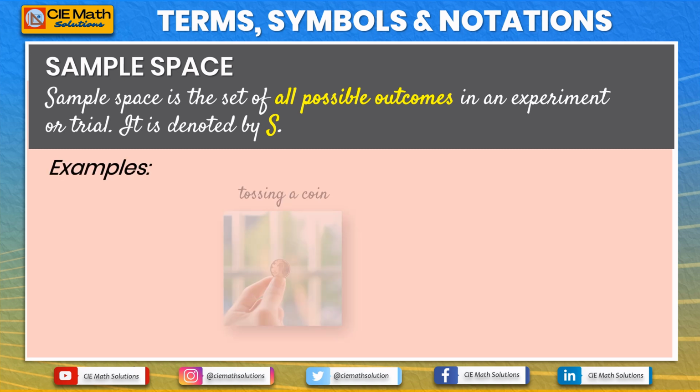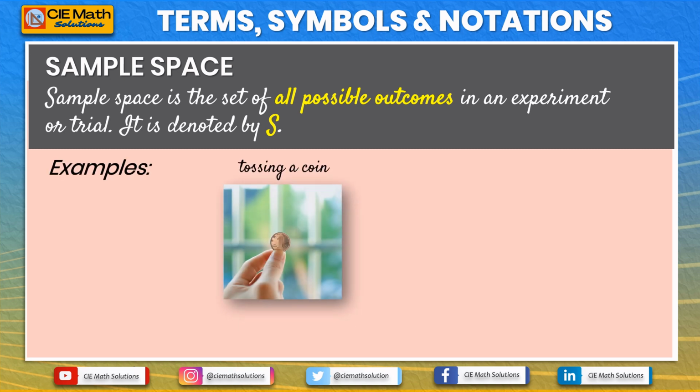For example, in tossing a coin, there are two possible outcomes. The S or the sample space will contain the head or the tail. There are no more possible outcomes. It's only the head or the tail. This then is our sample space in tossing a coin. The sample space contains head and tail.